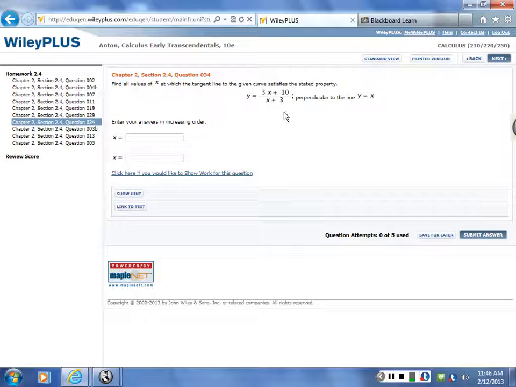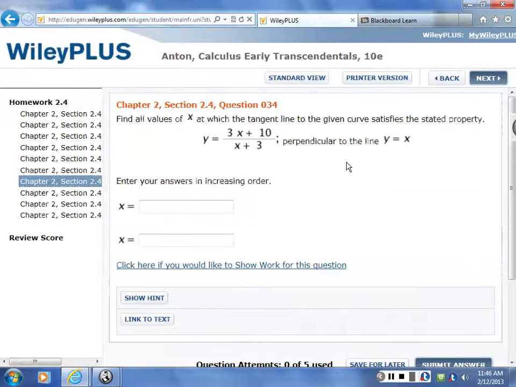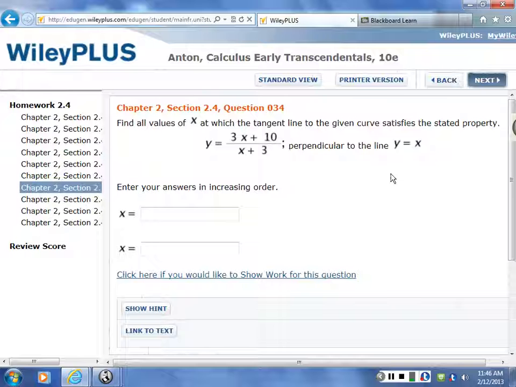This example is going to be very similar to the example we did in class, but instead of setting the derivative equal to 0, I need to set the derivative equal to the slope of a line that's perpendicular to y equals x. So what's the slope of y equals x? 1. So what would be the slope of a line perpendicular to that? Negative 1, right? So I find the derivative, set that equal to minus 1, and solve for the value of x that makes that true.